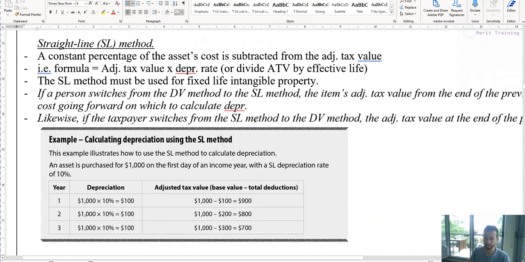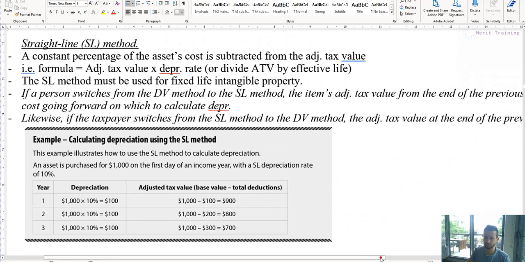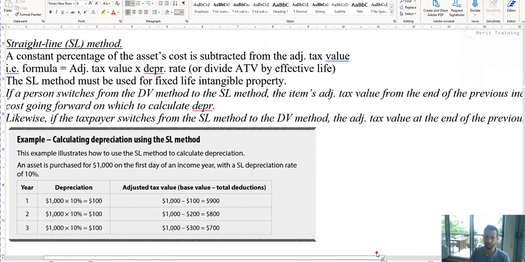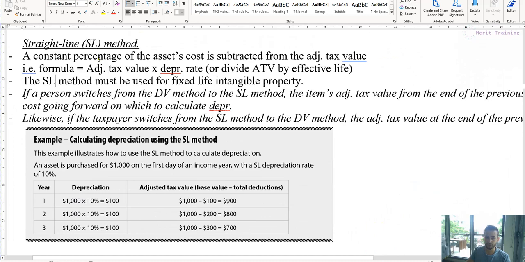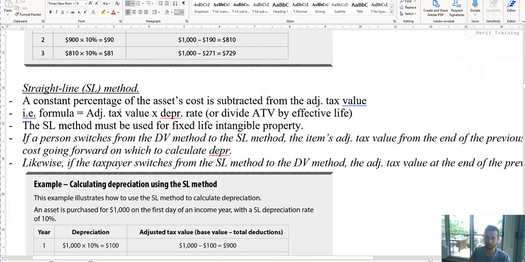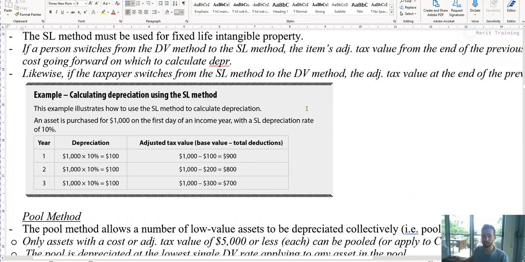And likewise, if the taxpayer switches from SL method to DV method, the adjusted tax value at the end of the previous year will be used as the basis. Now, the other way you can calculate this formula is just do the ATV divided by the effective life. The effective life is meant to reflect how many years the asset will be around and used. Now, the effective life is prescribed by the Commissioner for most assets. If it's not, you just have to use your best judgment in terms of what it is. In the exam, they'll generally tell you what that effective life is. You don't need to estimate it yourself.